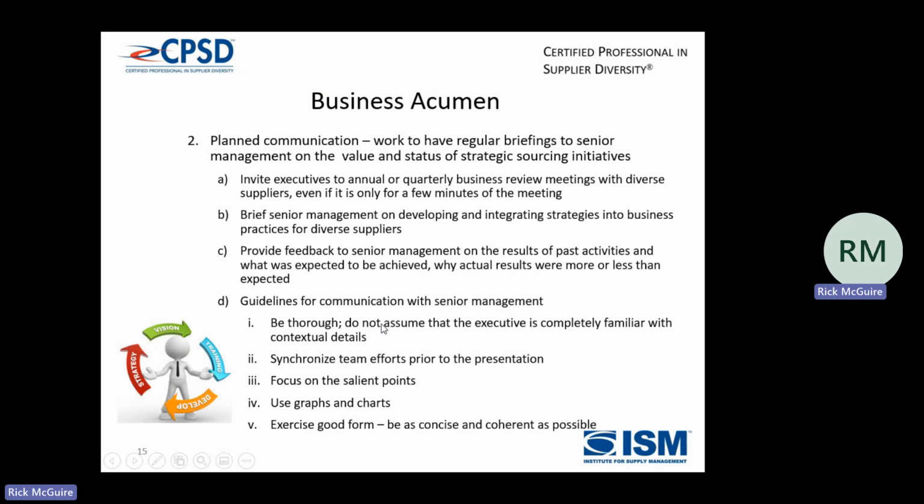Guidelines for communicating with senior management. Be thorough. Do not assume that the executive is completely familiar with the contextual details, but only show them the details they need to see, not everything. Synchronize team efforts prior to the presentation. Focus on salient points, not all the points, but the ones that they're interested in. Use graphs and charts and exercise good form to be as concise and coherent as possible.